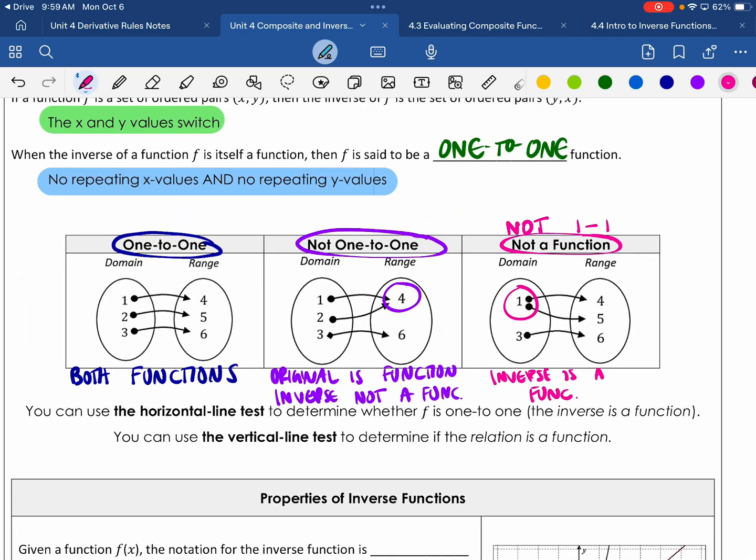Now, do you remember what test you used, if you're looking at a graph, to determine if a relation is a function? The vertical line test. So we use the vertical line test to tell if a relation is a function. If we want to decide if the inverse is a function, we're going to do a horizontal line test. The horizontal line test tells me if the inverse is a function. And if the horizontal line test passes and the vertical line test passes, then it's 1-to-1. The horizontal line test is checking for repeating y values. The vertical line test is checking for repeating x values. Does that make sense?